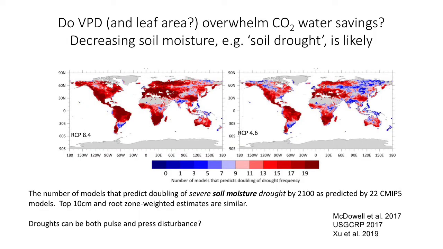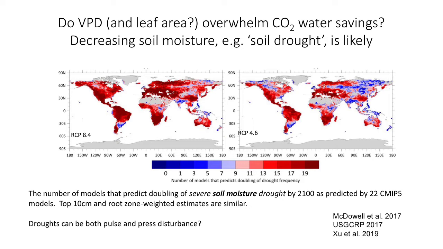Now, does VPD and leaf area overwhelm CO2 water savings? Well, water savings should result in an increase in soil moisture. However, CMIP5 models suggest that by 2100 we will have significant decreases in soil moisture or soil drought. This can be seen by the higher abundance of red colors throughout the figures.